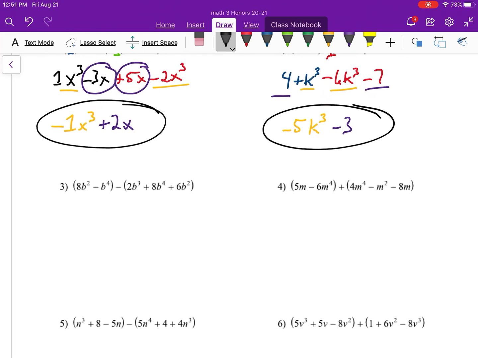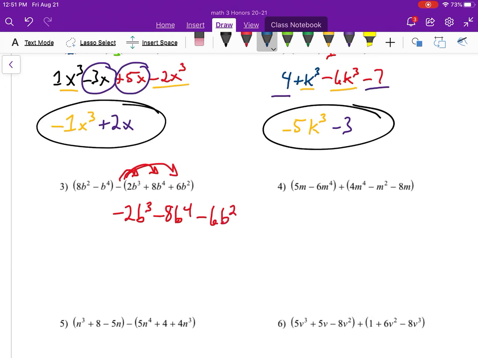And again, the only reason why I want to do number 3 is because I just want to get a little bit of repetition here, seeing the same thing over and over again, getting more and more practice. So again, we're going to do the same thing. We're going to take this and distribute it. Again, it is a negative, so it's a negative 1. So again, I'm going to write that first with negative 2b cubed minus 8b to the 4th minus 6b squared.